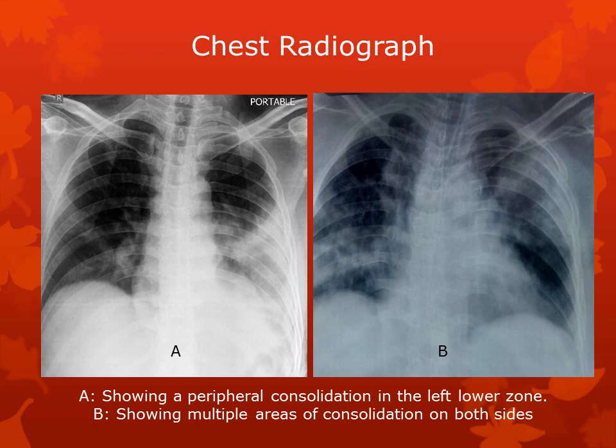These two X-rays are of cryptogenic organizing pneumonia from two different patients. X-ray A shows a peripheral consolidation in the left lower zone. B shows multiple areas of consolidation on either side, mainly in the right lower lobe, left upper lobe and left lower lobe.